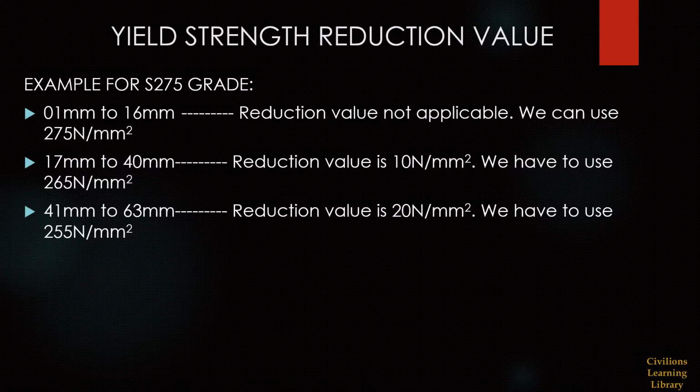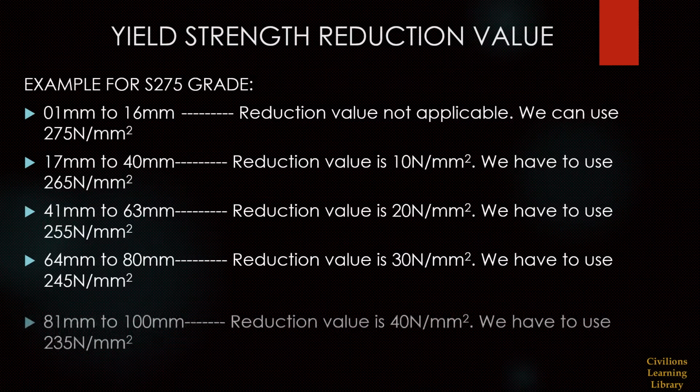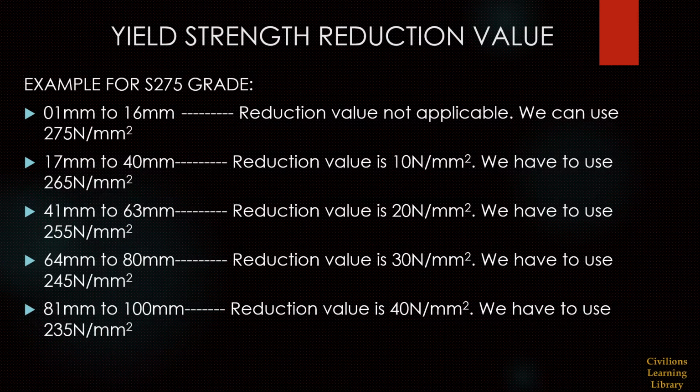For plate thickness 41 to 63 mm, the reduction is 20 Newton per mm square. We have to use 255 for design purposes. For plate 64 to 80 mm thick, the reduction value is 30 Newton per mm square. We have to use 245 Newton per mm square for design.